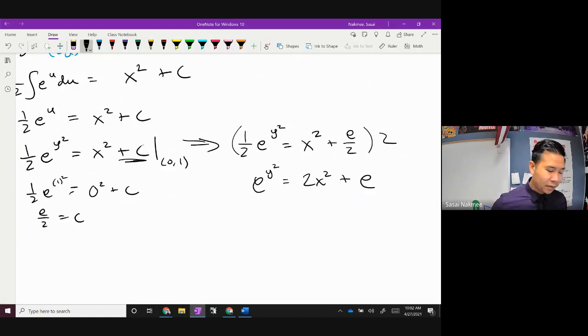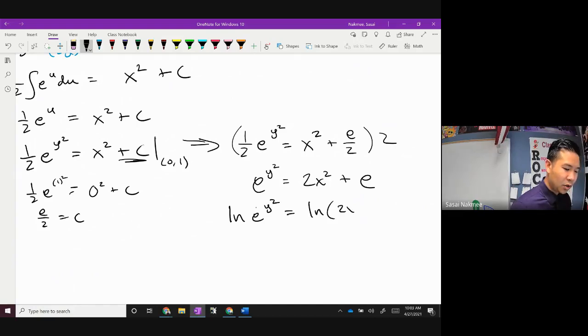Then, to get rid of this e over here, to get y down, if you learned about exponential equations, the technique is to take the natural log of both sides. So I would take the natural log of e to the y squared, and on the other side, the natural log of 2x squared plus e. The natural log and the e function cancel each other out. I'm left with y squared is equal to the natural log of 2x squared plus e. Then take the square root of both sides and end up with y is equal to plus or minus.